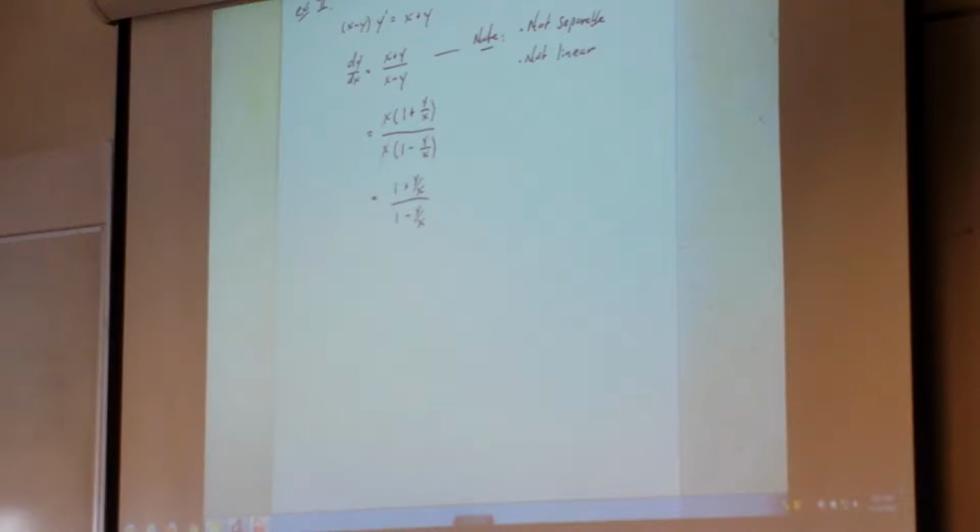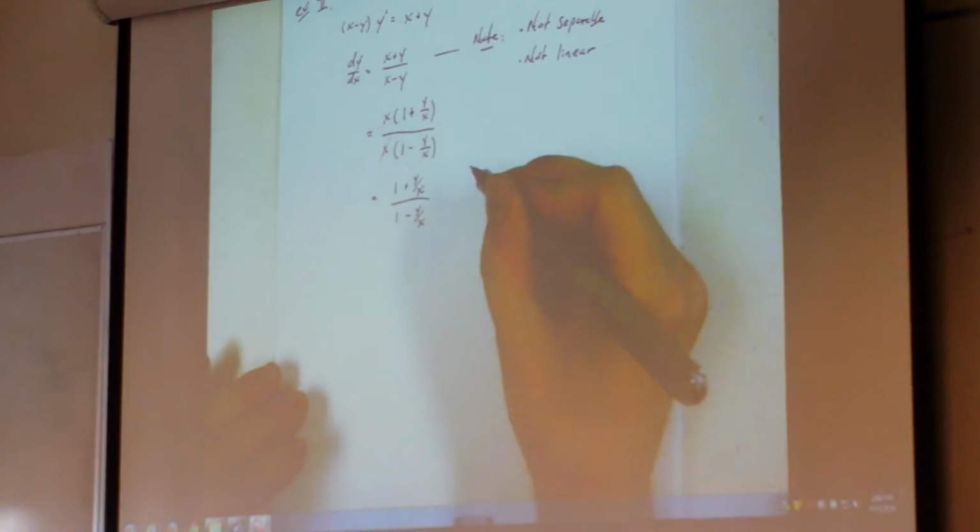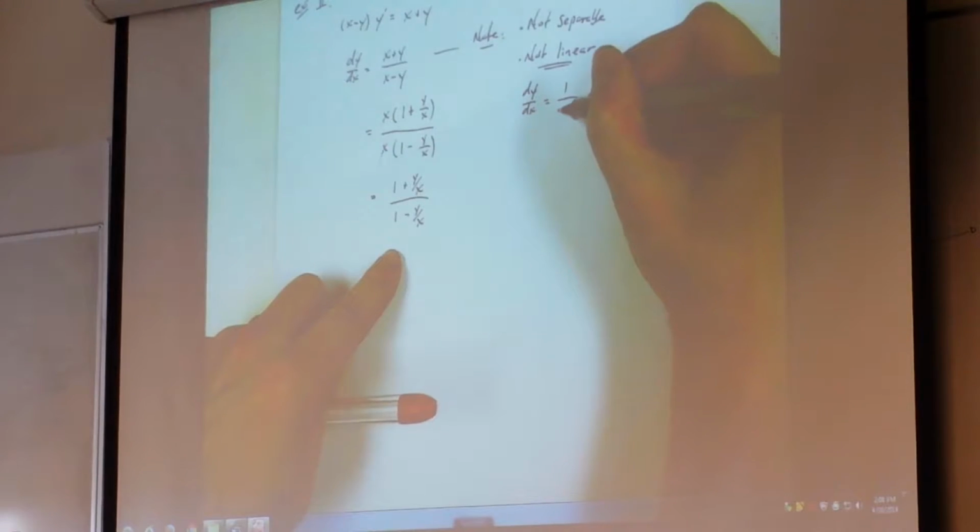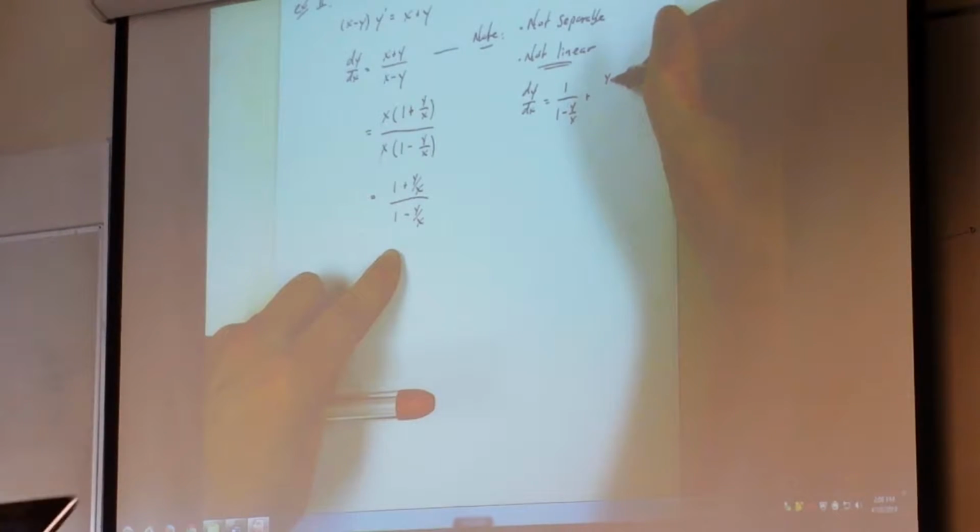Now this is certainly not separable. It's not quite linear, because here's how you can tell it's not linear. You can rewrite this as dy dx equals 1 over 1 minus y over x plus y over x over 1 minus y over x.